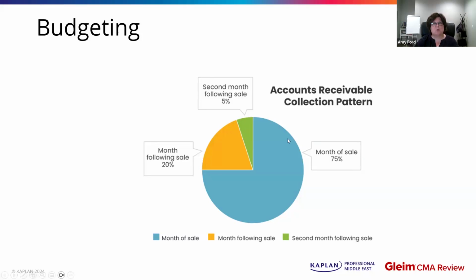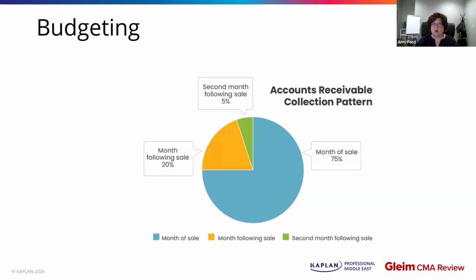This is useful when we're looking at something that has a whole. So anytime you want to look at a component of something and see the different pieces. So for example, we hope we collect 100% of our receivable. So if 75% are collected in the month of sale, 20% the month following, and 5% the second month following, that would be an example of a pie chart.